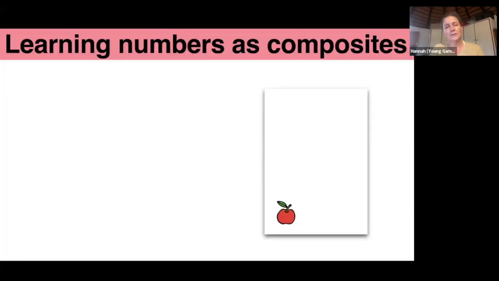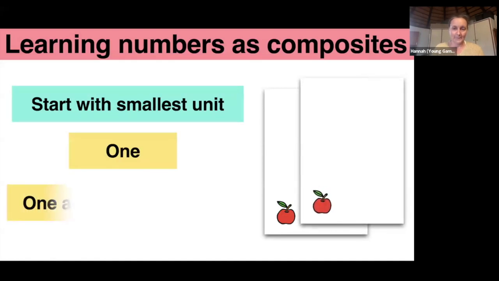So if you do want to look at a much longer and in-depth version of how we teach numbers as composites from a young age, you're welcome to go to the Young Game Changers YouTube channel, and there are videos on there that explain it in short 5-minute videos. But essentially what we do is we start with the smallest number, which is the smallest unit, which is 1.